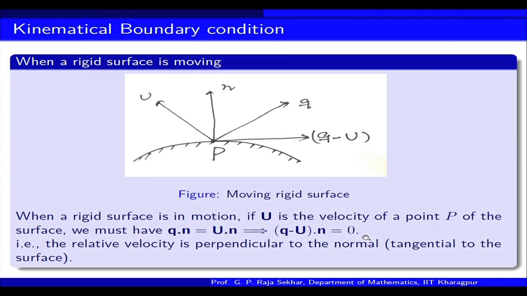So, that is what we are doing. Okay. So, this is the relative velocity, this is the velocity of the surface and this is the velocity of the fluid. So, the relative velocity's normal component is 0 because nothing is penetrating. So, the previous case is when the surface is fixed and this case is when the surface is moving, and this is the corresponding kinematical boundary condition.